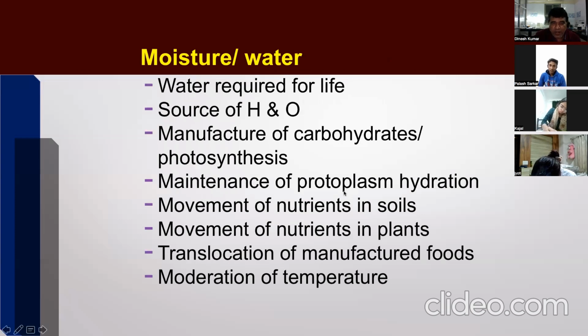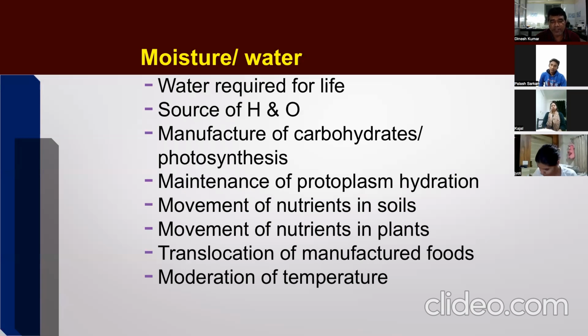Now, moisture is another factor. I was referring to WANTs: water, air, temperature. Moisture is also an abiotic factor. Environmental, abiotic factors. So water is required for life. Water is part of protoplasm. Plants cannot live without water.